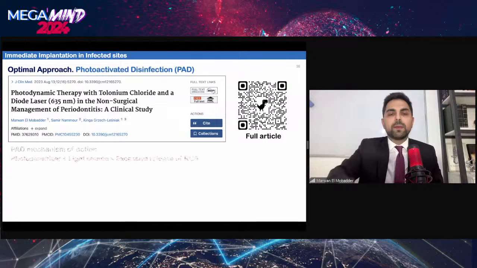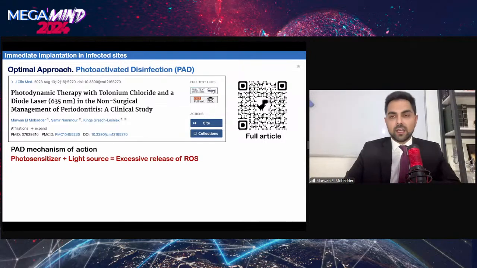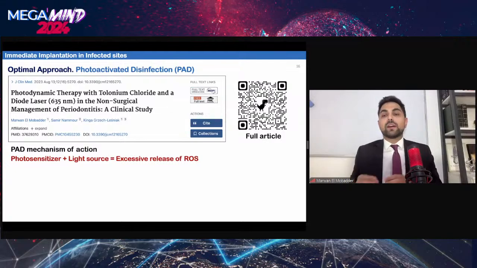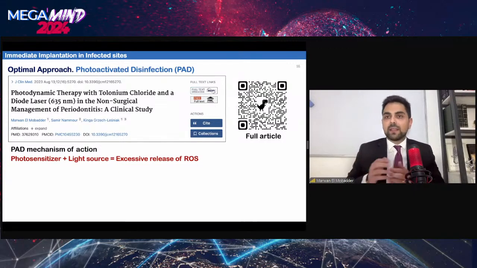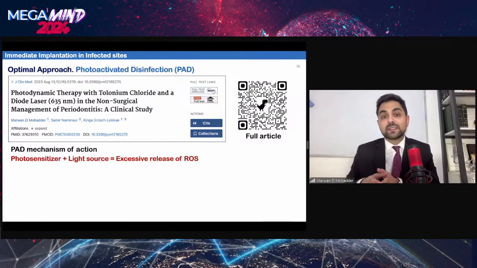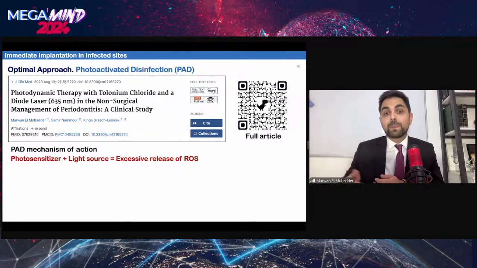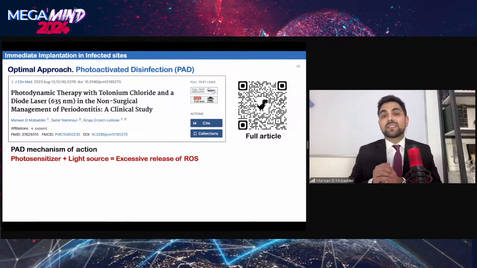So very briefly, photoactivated disinfection, also known as photodynamic therapy, is the use of a photosensitizer, a molecule that will fix to specific bacteria or targeted tissue, depending on the protocol that we are doing. And after fixing to these pathogens, we can activate the photosensitizer with a light source, and this will result in a very excessive reactive oxygen species liberation. So we will have a very important disinfection. Disinfection that is more important than using simply hydrogen peroxide, etc.